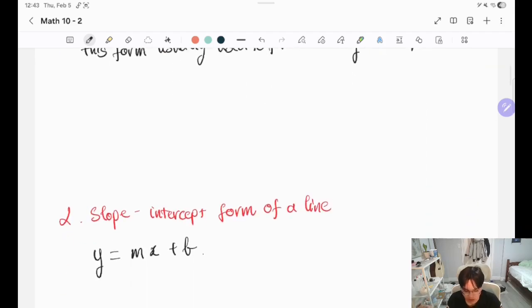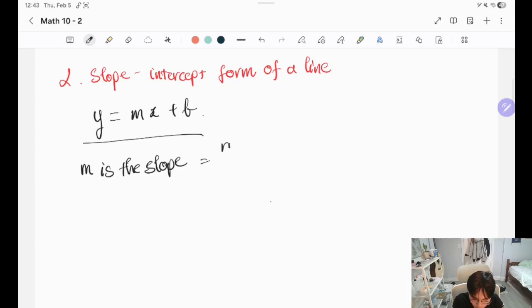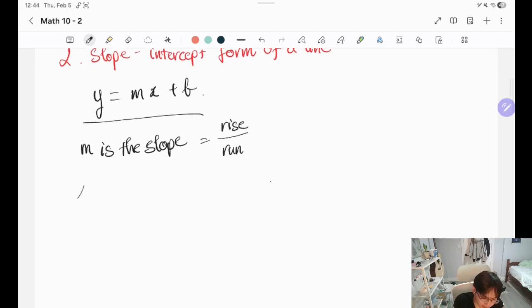So let's move on to another form, the slope-intercept form of a line. The formula will be like this, where m here is the slope, and the slope is equal to rise divided by run, because the slope shows how steep the line is, right? And the b here is the y-intercept.